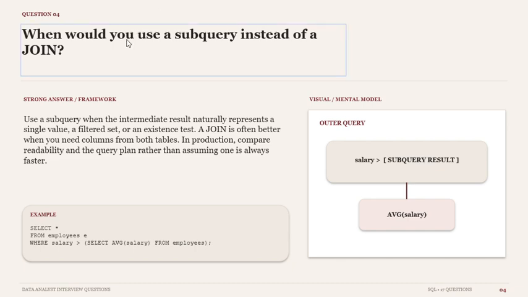Another question is, when can we use a subquery instead of a join? We can use a subquery when it returns a single value or a filtered set. A join is better when we need columns from both tables. One example is select star from employees where salary is more than the average salary, to see people earning more than average: where salary is more than select average salary from employees. Here a subquery is better.